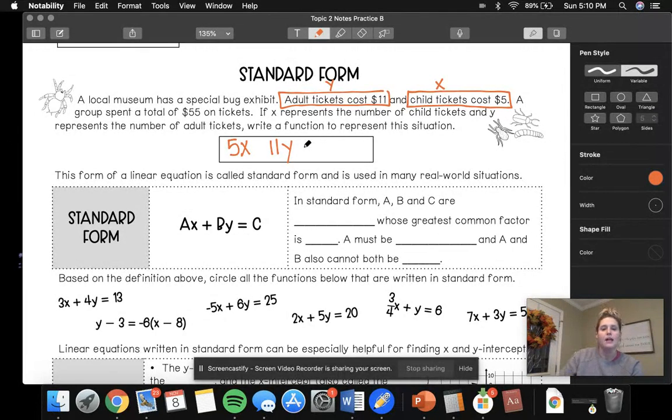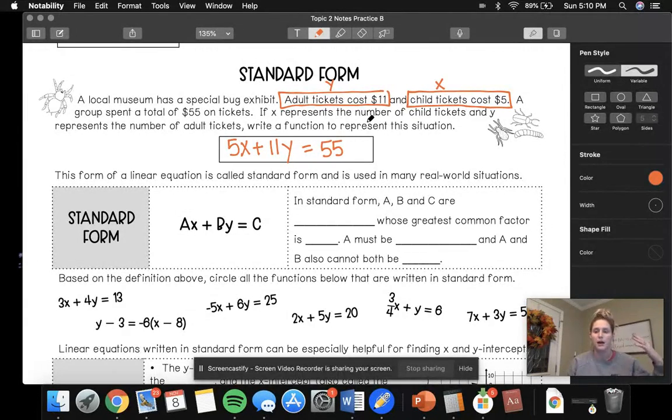And the final thing is we know a grand total. So I know total means we need to add those values together. And the grand total is $55. So this is our first equation in standard form. This is a little bit different than y equals mx plus b.